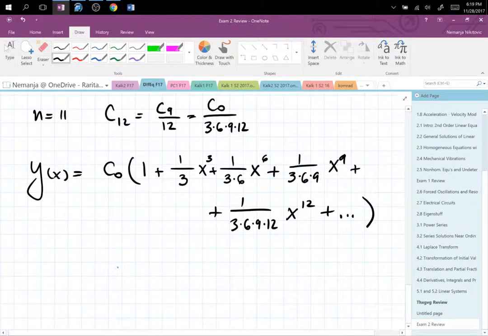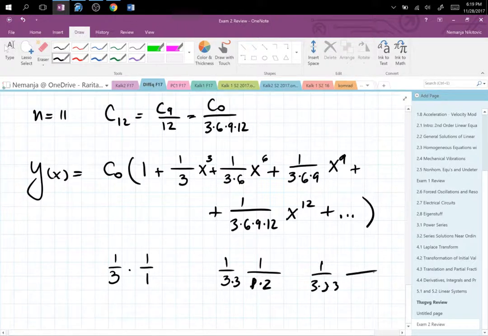But look, this is going to be 1 over 3 times 1 over 1. The next one is 1 over 3 times 1 over 1, and then another 3 over here to give you 1 times 2. And then 1 over 3 times 3 times 3 to give you 1 times 2 times 3. This one is tricky to put together, but it can be. You can do it if you think about it a little bit.